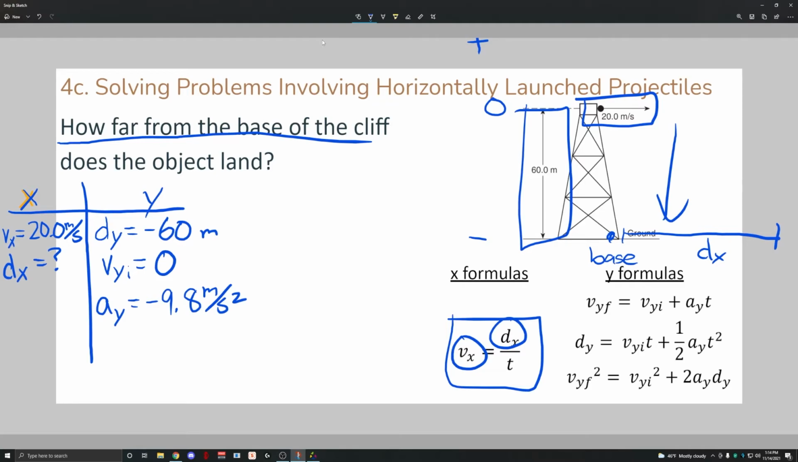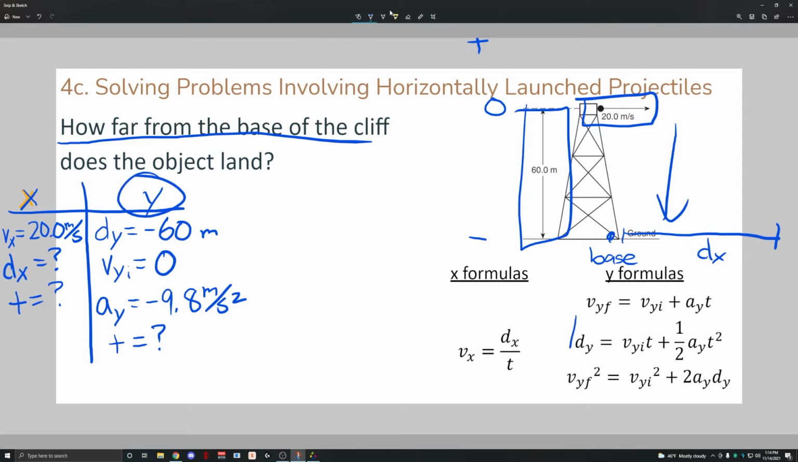Vx we have. But do we know what t is? We don't know what t is. But can we solve for t? Well, we can, because t is the same for both sides. Can we solve for t first? Yes, we can. We can solve for t on the y side because we have our 3 knowns and 1 unknown. So let's solve for time first on the y side.